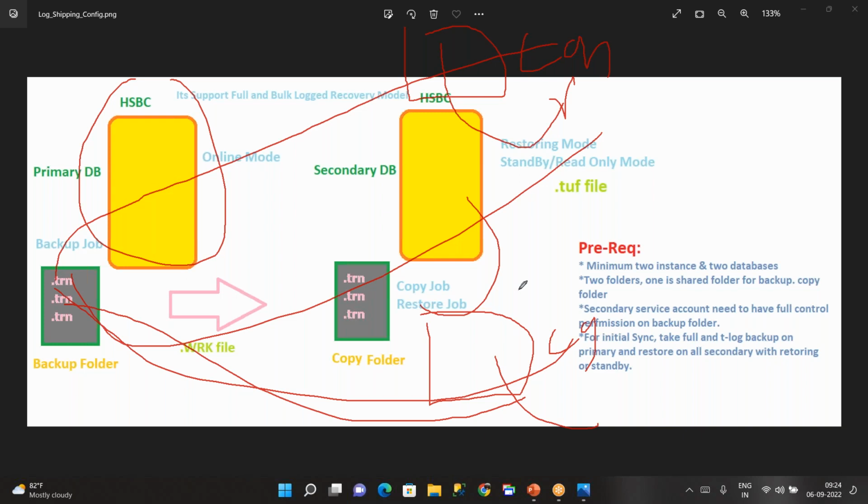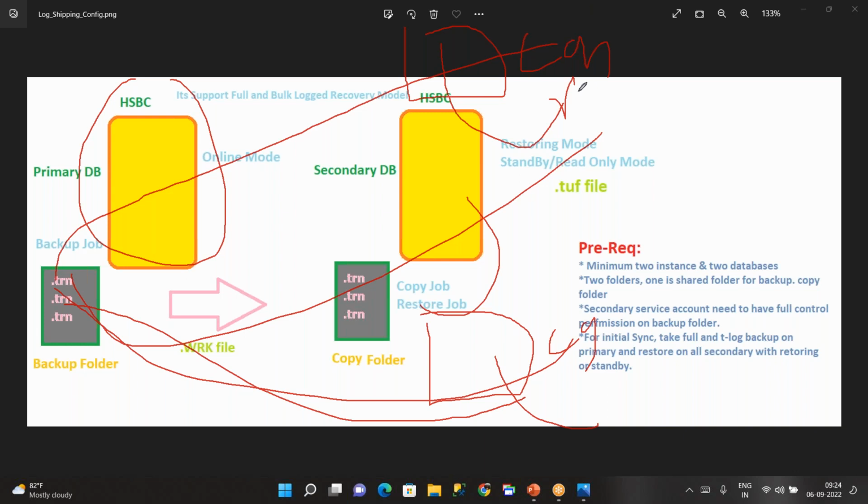Sometimes, sir, what will happen? Yesterday or the day before, Sai faced one issue. The log backup size is more than 1.5 GB, and it is taking longer time to copy from primary to secondary. And he told me that sometimes this copy job will also go to hung state. Sir, we are not guaranteed, right, sir?